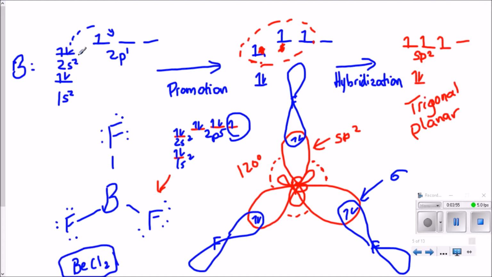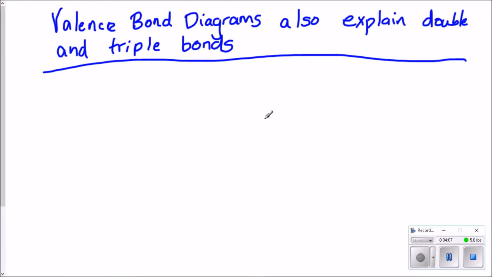Okay. So another example would be BeCl2, which you'll see has sp hybridization. We'll try that one in class so you can understand it a little bit further. But that will have a linear shape, and it also breaks the octet rule. So next what we're going to talk about is how valence bond diagrams explain double and triple bonds. And the way they do it is through a process called hybridization, where orbitals come together and they hybridize.